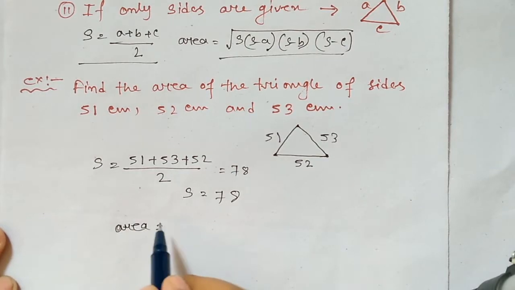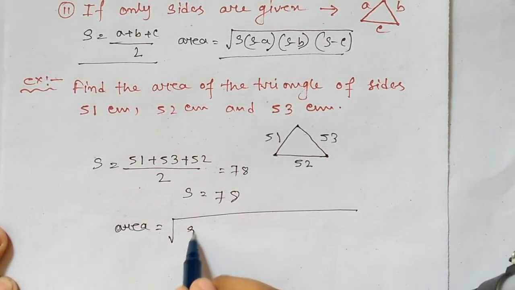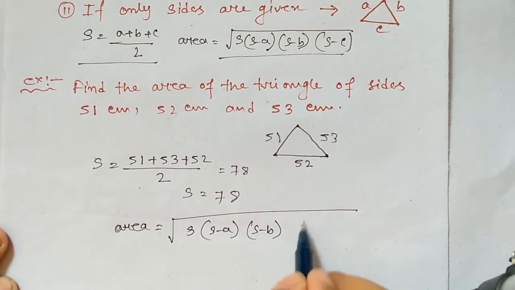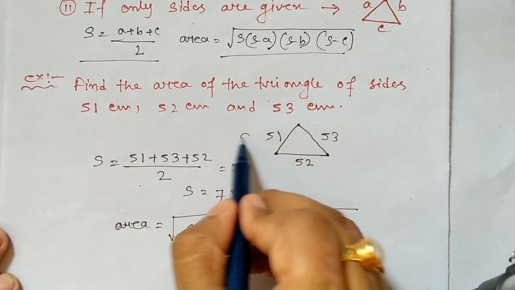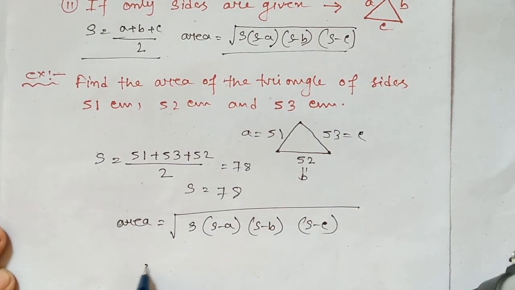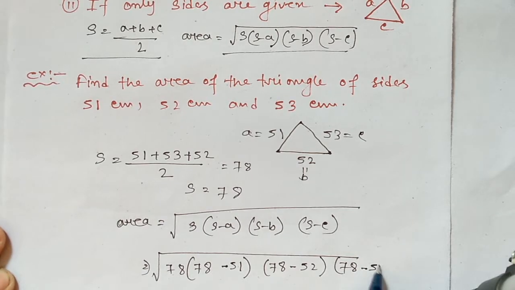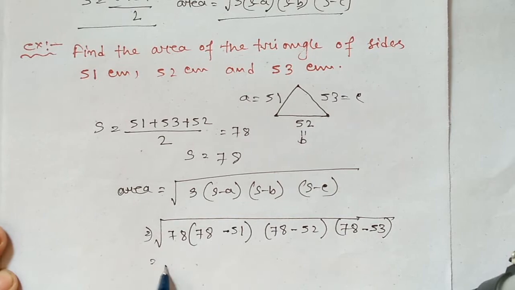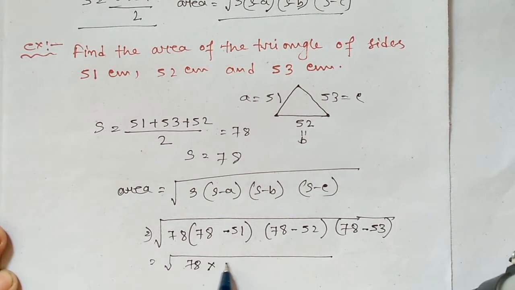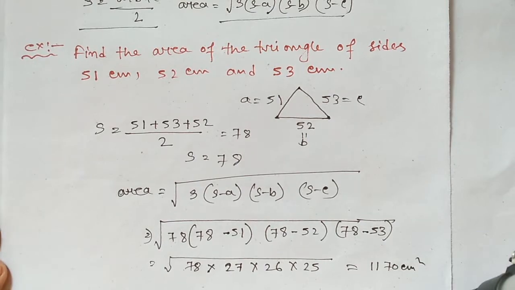Now we know that the area is root over S into S minus A, S minus B and S minus C. We consider this one A, this one B and this one C. By putting the values, that is root over 78 into 78 minus 51, 78 minus 52, and 78 minus 53, which gives us root over 78 into 27 into 26 into 25, which gives us 1170 cm square. So we have the answer, 1170 cm square.